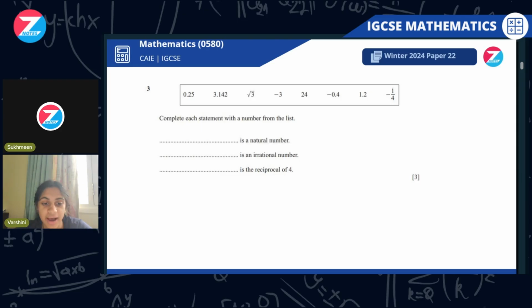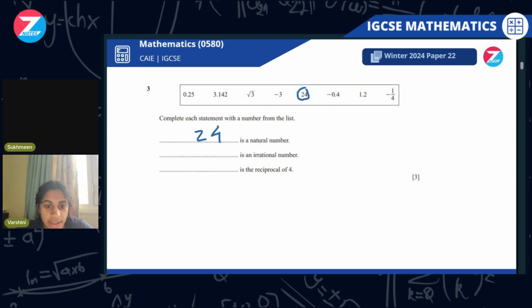So firstly, they've asked us for a natural number. We know that a natural number is a whole number which doesn't include zero, decimals, or negative numbers. So we want the number over here which is a whole number and doesn't include zero or decimals. And the only number like that over here is 24. So 24 is going to be our first answer.